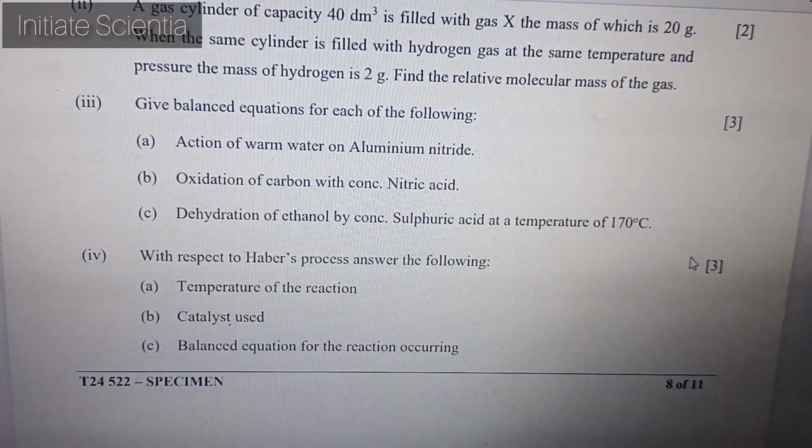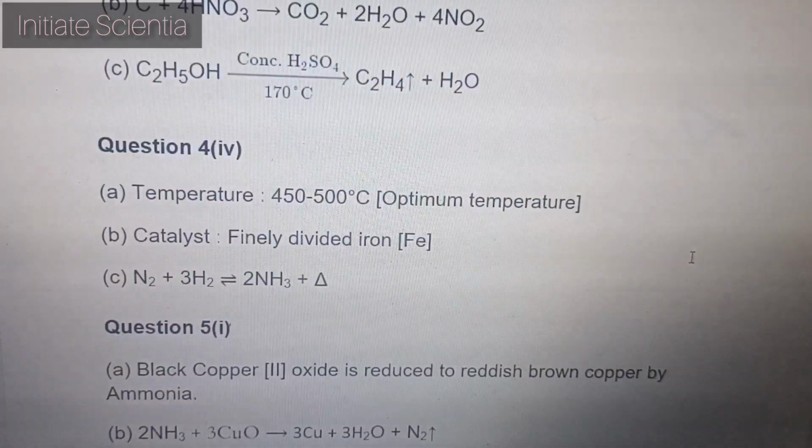With respect to Haber's process, answer the following. Temperature of the reaction, catalyst used, balanced equation for the reaction occurring. Temperature is 450 to 500 degrees Celsius, optimum temperature. Catalyst is finely divided iron, Fe. N2 plus 3H2, reversible reaction, 2NH3 plus heat.